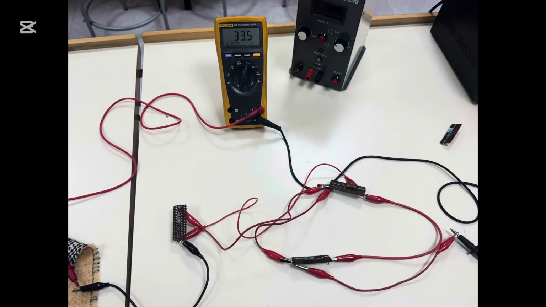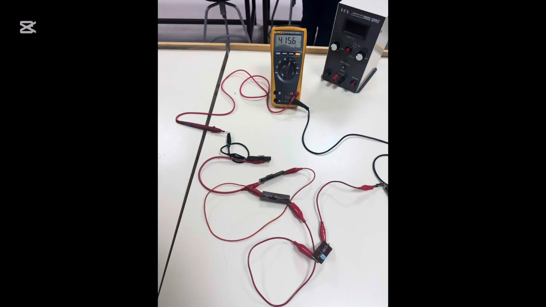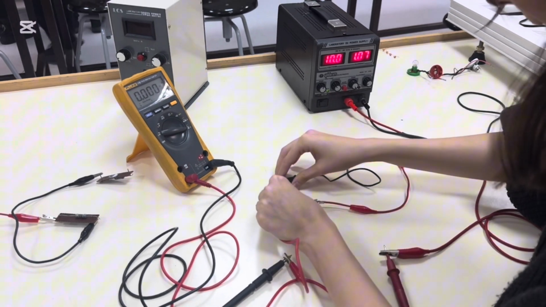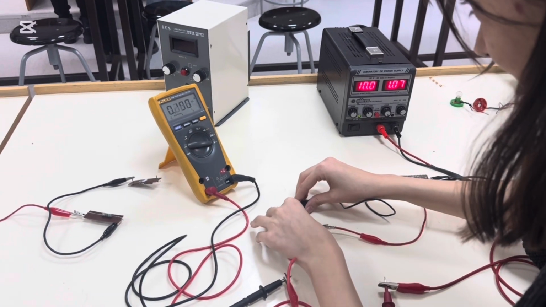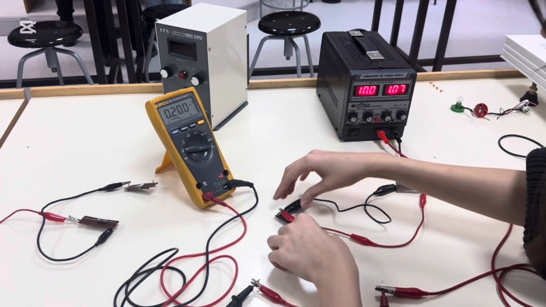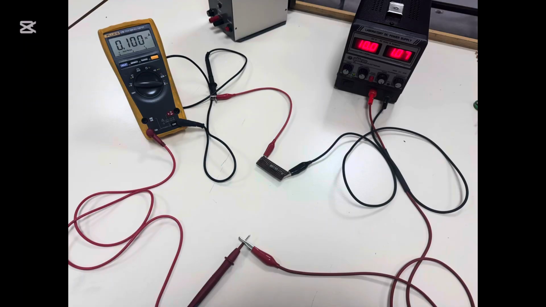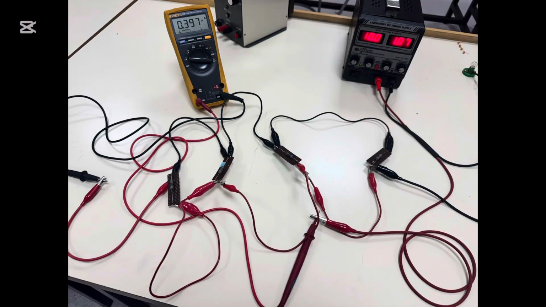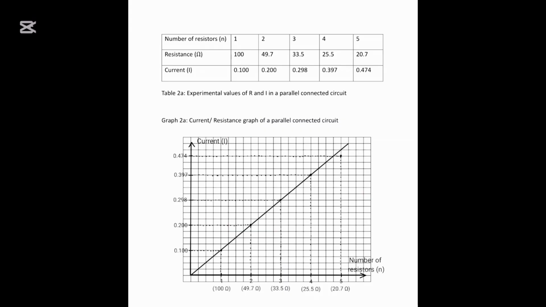For the second part of my experiment, I did exactly the same things for a parallel connected circuit. I measured the equivalent resistance of the resistors, connecting them one by one in parallel. I set up a parallel connected circuit and added another resistor at a time in parallel, meanwhile calculating the currents of each circuit. I sketched this current-resistance graph with the experimental data that I have.